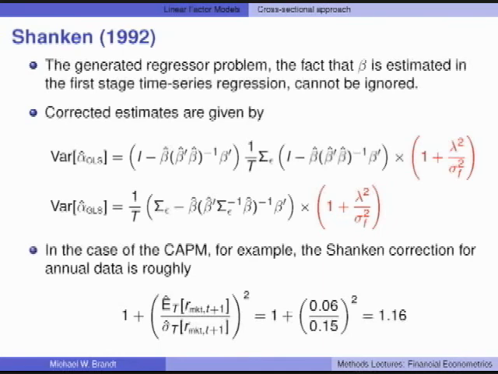If, on the other hand, I did this with daily data, my Shanken adjustment would be on the order of 252 times smaller, and this number here would be really, really close to 1.